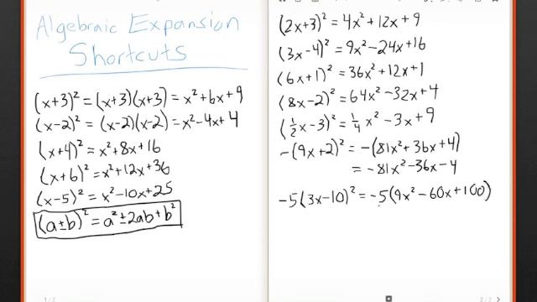And now distribute the negative 5. Negative 5 times 9x squared is negative 45x squared. Negative 5 times negative 60x is plus 300x. Negative 5 times 100 is negative 500.